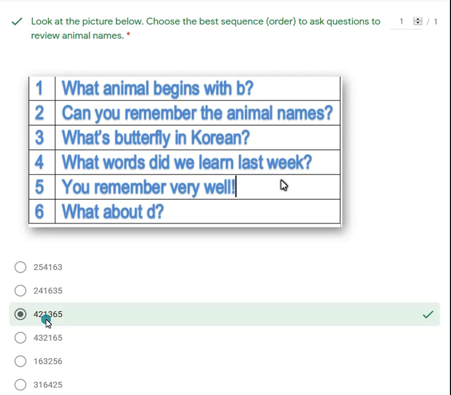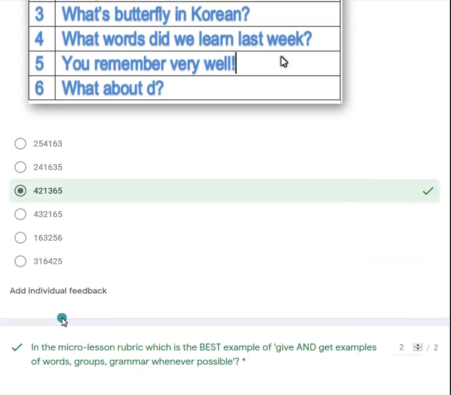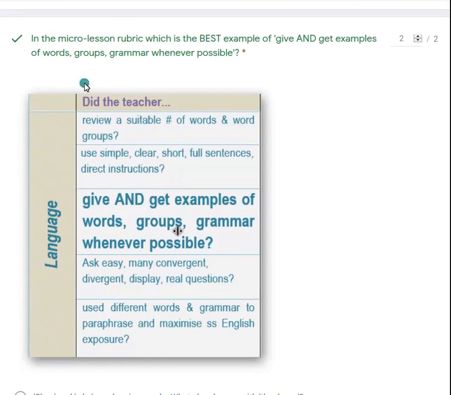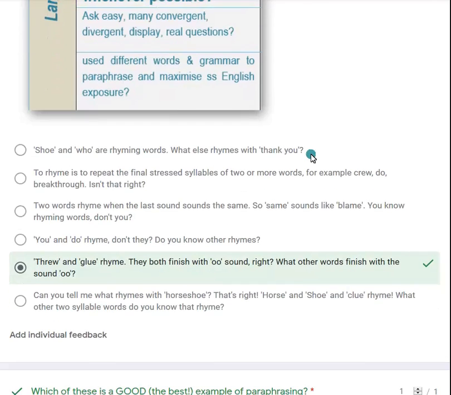So this is like an A to Z style technique. What's butterfly in Korean? You're checking that they know the meaning of that word. What about D? Another example. And commendation. You did well. Thank you. Right. Best example. Again, give and get whenever possible.